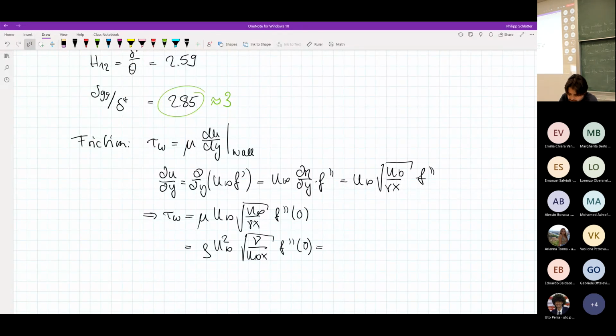And of course this is now nice, because this guy, this is something that we know. This is a Reynolds number. So this would be Reynolds x. Or actually, I need to be more exact. This will be an inverse Reynolds number. So that means at the very end I get rho times u infinity squared times Reynolds to the minus 1/2 times f double prime at 0. So this is now my wall shear stress, just calculated based on the Blasius profile.